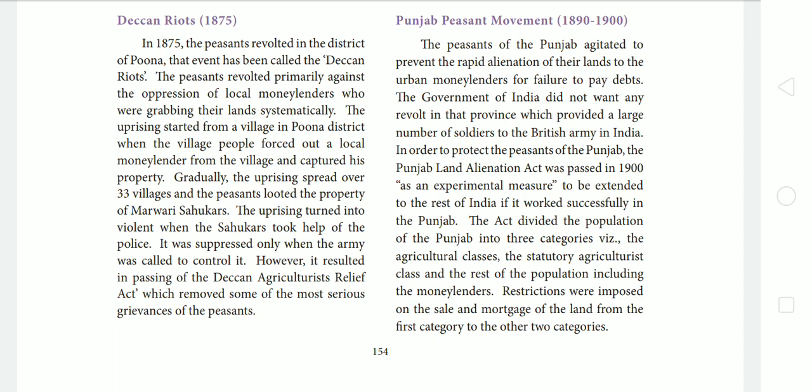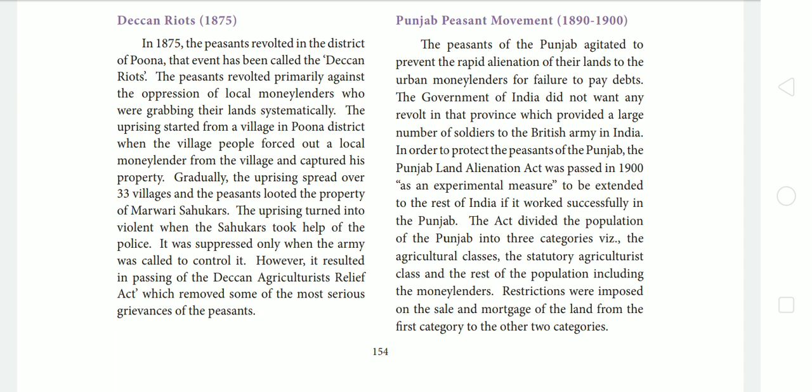However, it resulted in passing of the Deccan Agriculturalist Relief Act, which removed some part of the most serious grievances of peasants. Okay, so this Deccan riot took place in the year 1875. This revolt took place in the district of Pune and it was called the Deccan riots.